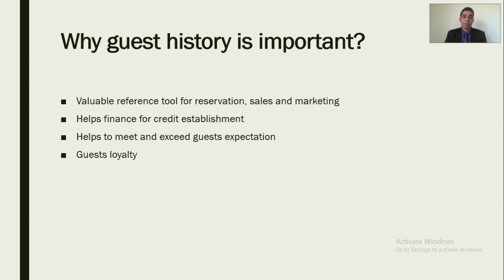When this happens, we will achieve guest loyalty. Once the guest is happy with whatever he or she needs in the hotel being taken care of, they will feel that we take care of the guest, and they will keep coming to the hotel for their stay. Hence they will become a loyal guest to us.